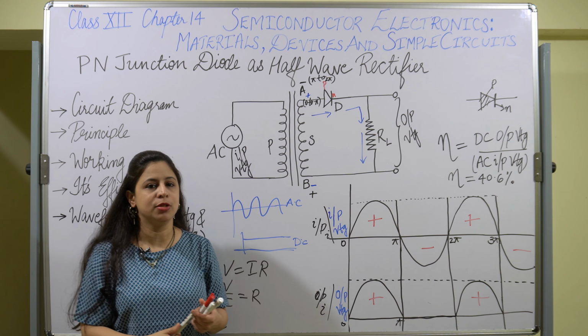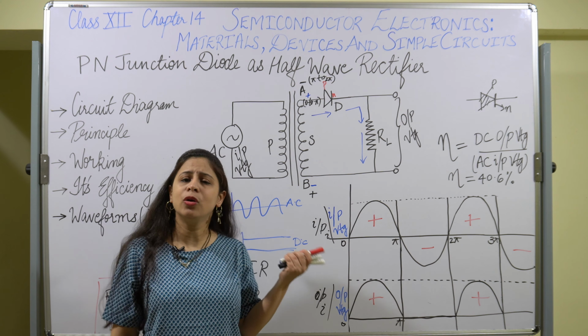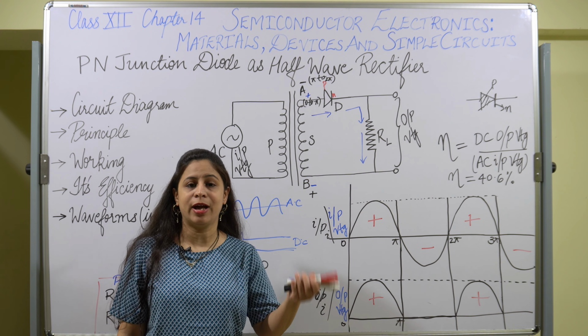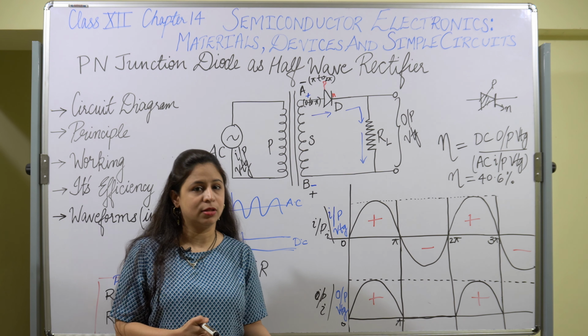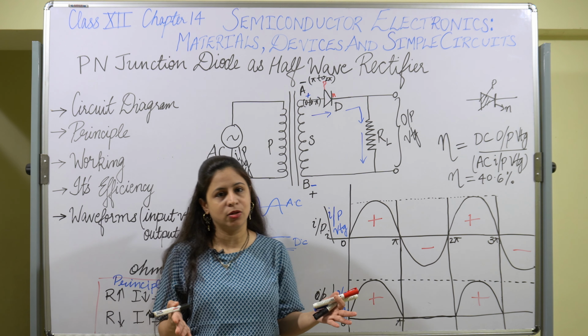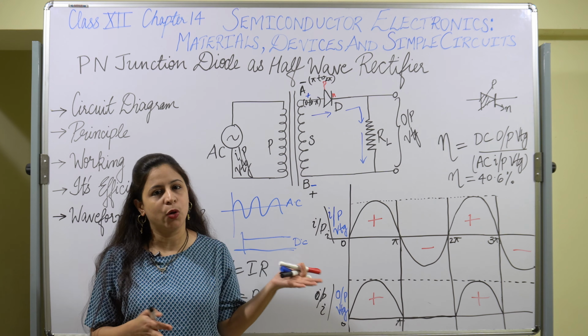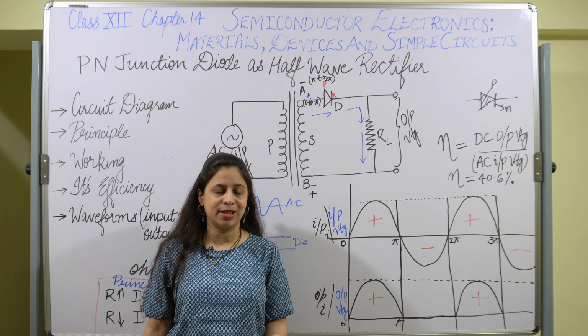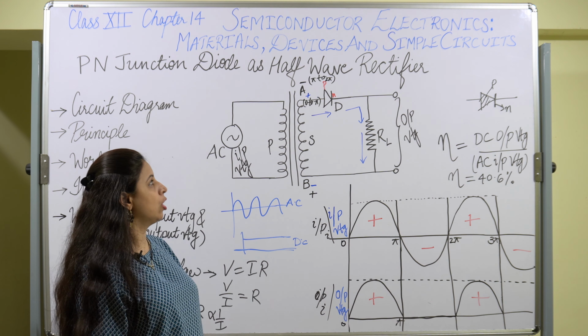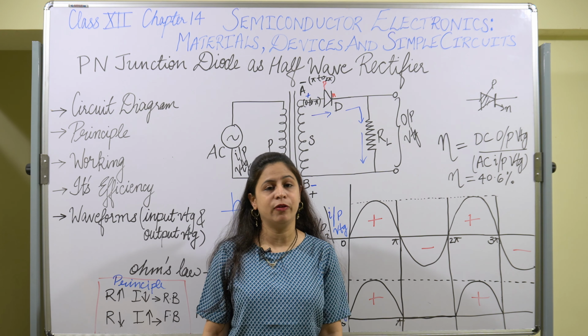As for the applications, this diode is only used for domestic purposes, where we need to convert AC signals to DC signals. In large industries, this simple diode is not used. So this was all about the PN junction diode as a half wave rectifier.